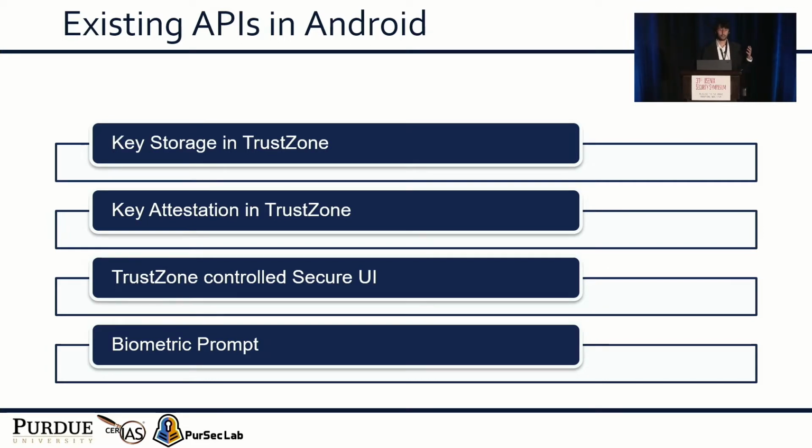Next, we have key attestation, which allows a remote server to attest that the key that is being used to sign a particular message is stored inside the cryptographically secure hardware.